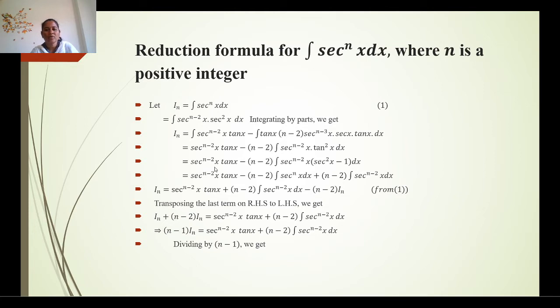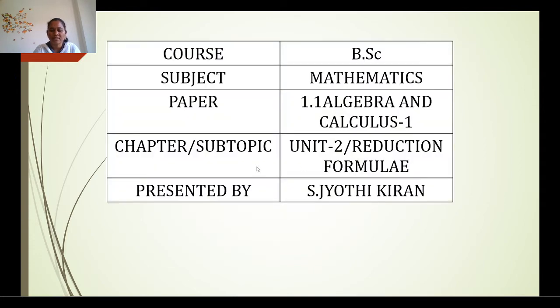Then secant to the power of n minus 2 x tan x minus n minus 2 integral of secant to the power of n minus 2 x. Here tan square x is secant square x minus 1, into dx. Then secant to the power of n minus 2 x tan x minus n minus 2, multiplying this function by secant square x minus 1, the secant to the power of n minus 2 x and minus 2 cancel, the remaining is secant to the power of n x dx, and then we get minus of minus, plus.